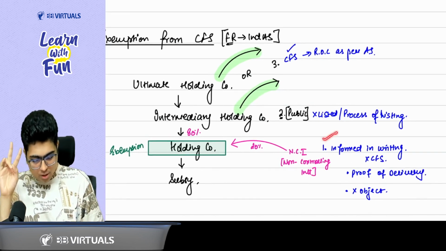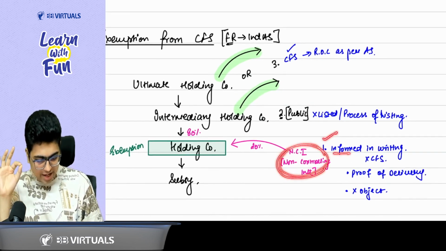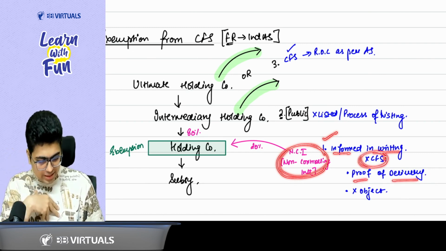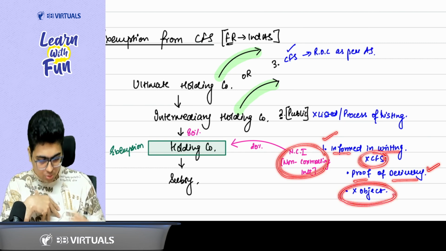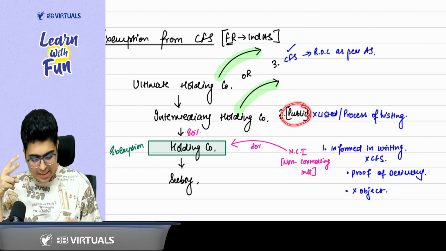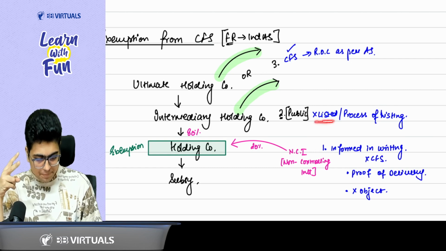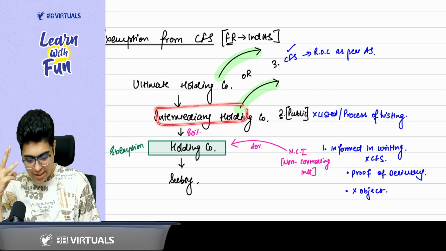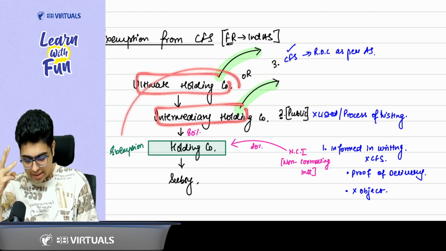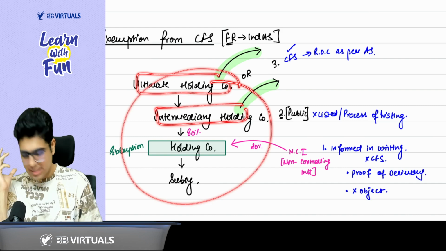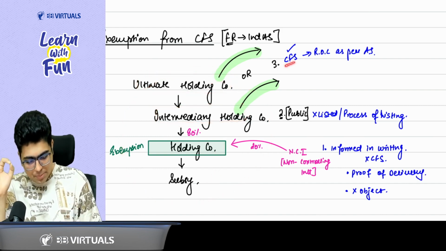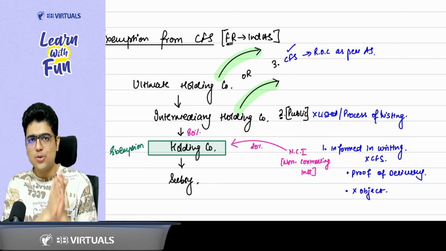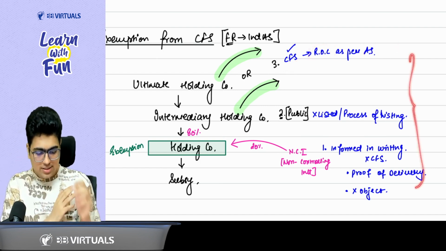Condition number 1. All its other members, that is the NCI, have been informed in writing that the company will not prepare the CFS. We have the proof of delivery that they have been informed, plus they have no objection to the same. Second thing, even the public is not affected because the company is not listed, neither is it in the process of listing. And the third thing is, either the intermediary holding company or the ultimate holding company is preparing the CFS. So because they are preparing the CFS, they are already getting covered. They are preparing the CFS and filing with ROC as per the accounting standard. So if they are doing it, again, you don't need to prepare the CFS. So these 3 conditions need to be fulfilled.